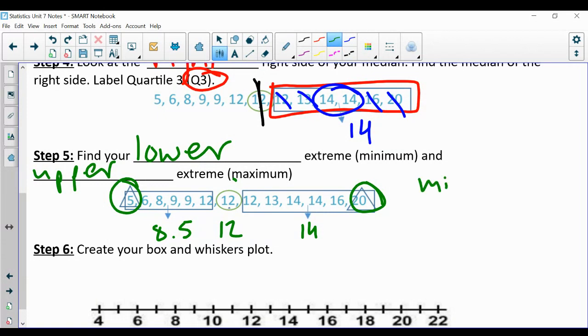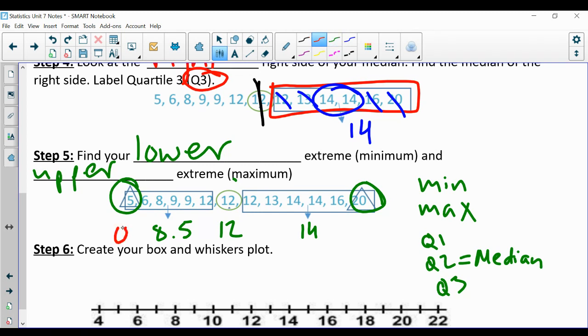Your min, your max, Q1, Q2, and Q3. Well, I just named something that you've never heard of before. What is my Q2? Think about everything that I have circled and everything that I have written down. What would my Q2 be? Hopefully you figured out that Q2 is the same thing as your median. That means the same thing. And think about it. It kind of makes sense. If 8.5 is Q1 and 14 is Q3, what's in between Q1 and Q3? 12, which is my median, so that's also Q2.